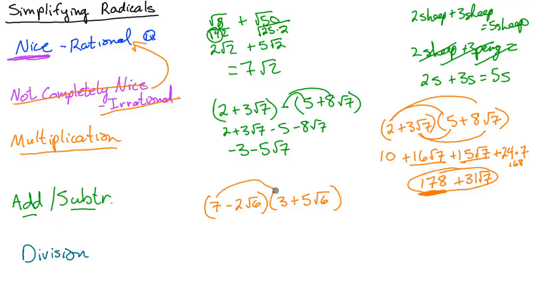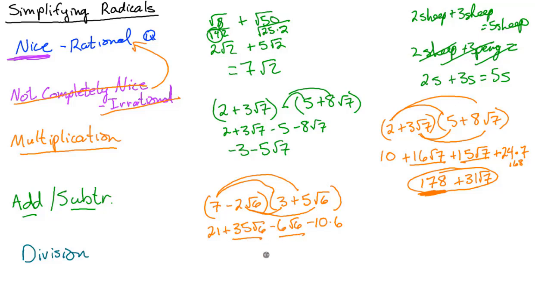All right, so when we multiply them, we get 21, plus 35 square root of 6, and then minus 6 square roots of 6, and then minus 10 times square root of 6 times square root of 6, 6. It popped right out of there. That's pretty fascinating. So collect these like terms.